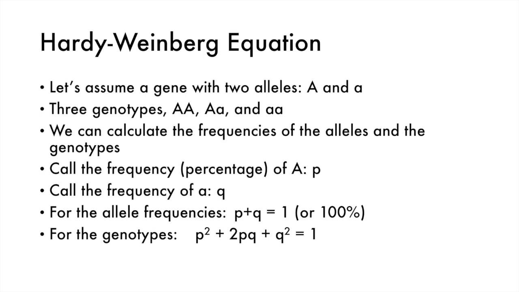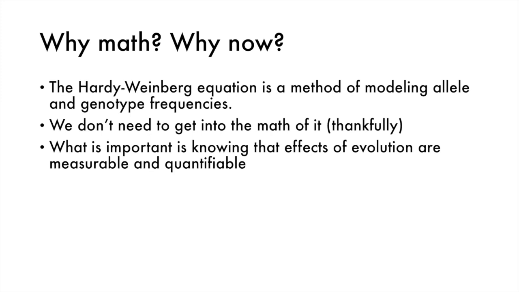And if you are lost in all of the math here, you might be asking, why math? Why now? We've gotten to this point in the semester without very much math at all, and now all of a sudden we're getting not only math, but math involving the alphabet, the worst kind of math, in my humble opinion. And the answer is we're not going to get too far into it. But the reason I bring this up is because this Hardy-Weinberg equation is a way that we can model allele and genotype frequencies through time.